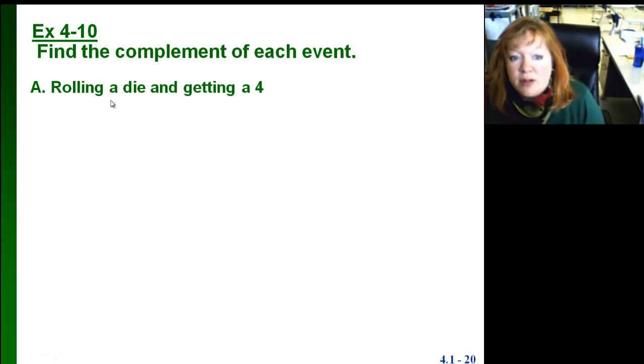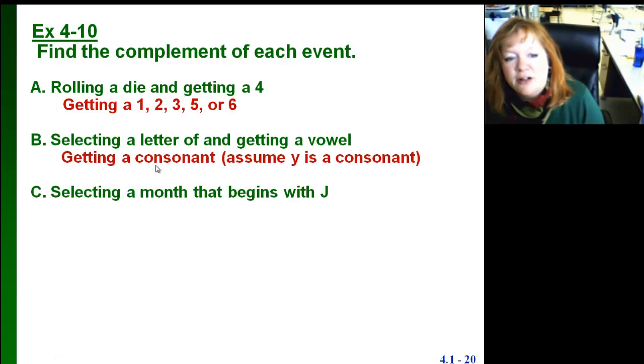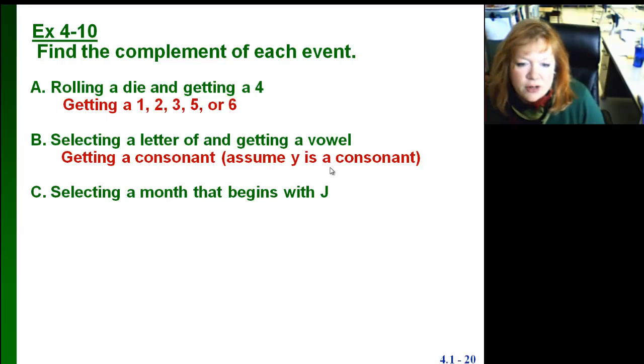So if I roll a die and get a 4, the complement of that event would be rolling a die and getting a 1, 2, 3, 5, or 6. That would be the complement of this event. Selecting a letter and getting a vowel, the complement of that event would be selecting a letter and getting a consonant. You assume Y is a consonant for our purposes when we're doing these counting problems.